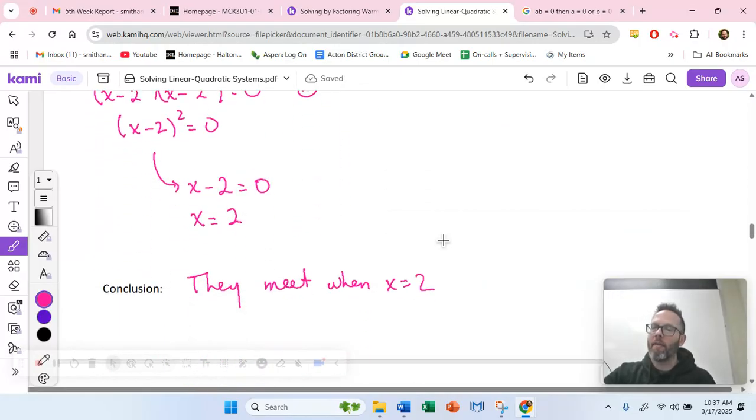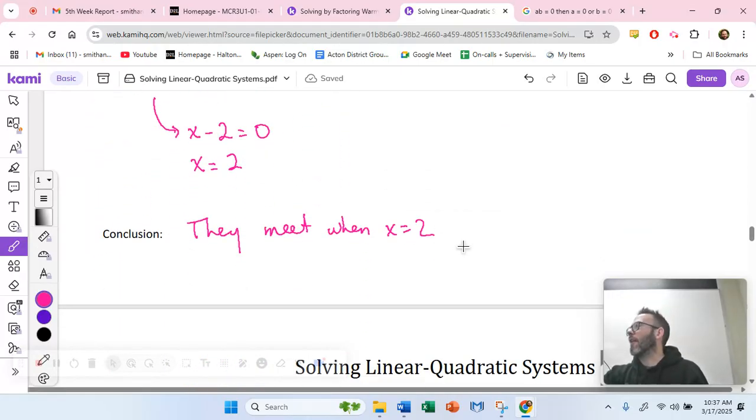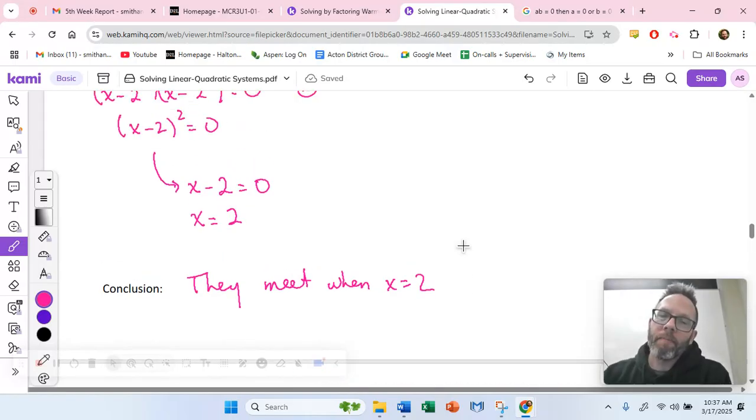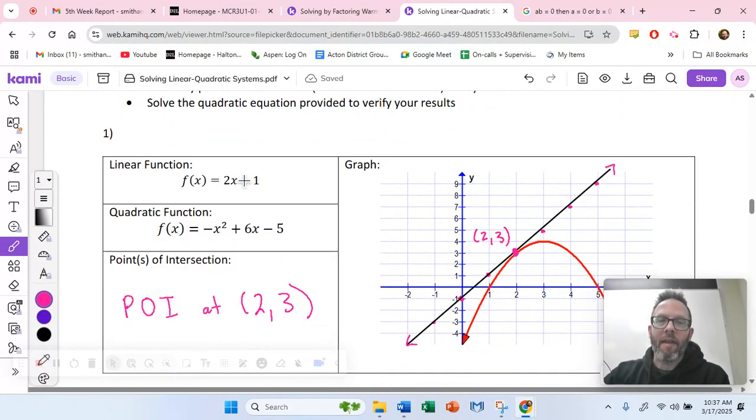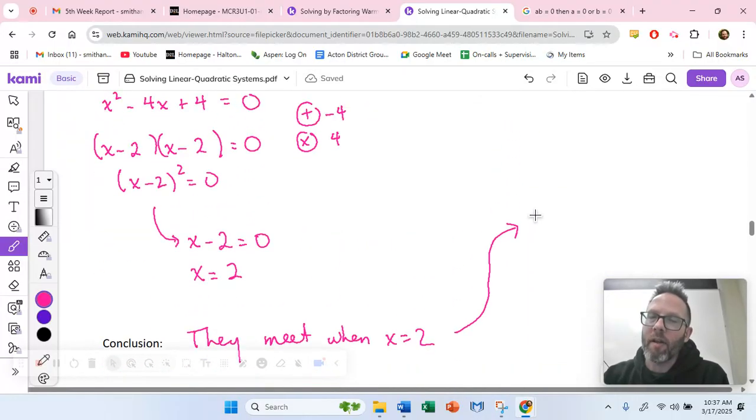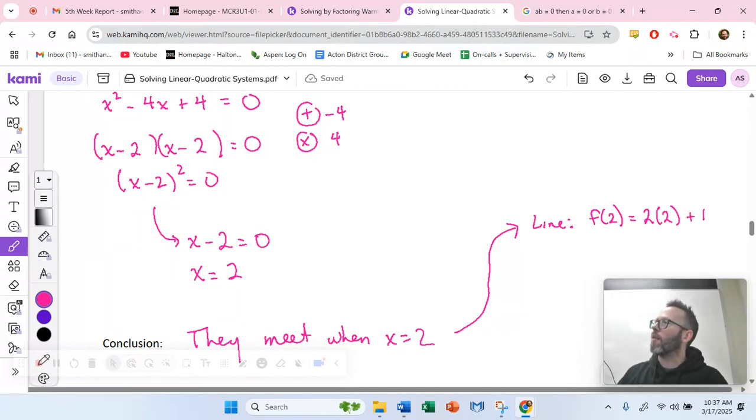Now, because we have the space, can you just add this extra bit? Let's find the y value as well. If you go back and look at the linear function, f of x equals 2x minus 1. So let's look at the line and find the y value. Let's find f at 2. When you plug 2 into that equation, you get 2 times 2 plus 1, because the equation's 2x minus 1. We're plugging in 2, and we get a y value of 5.